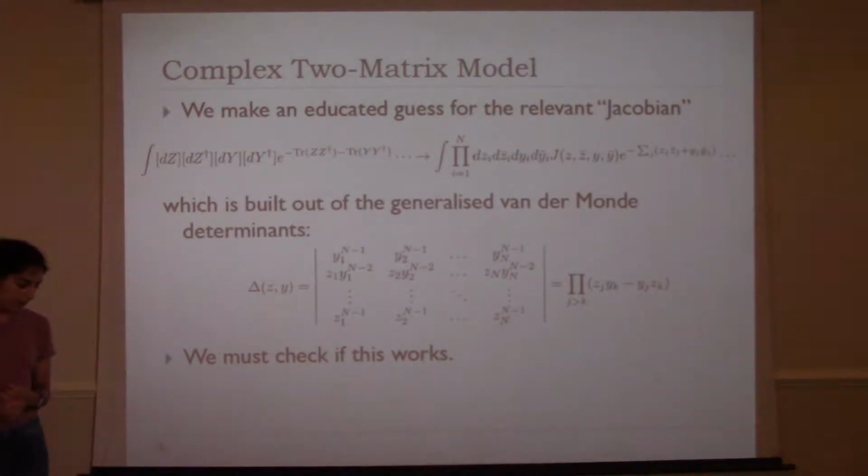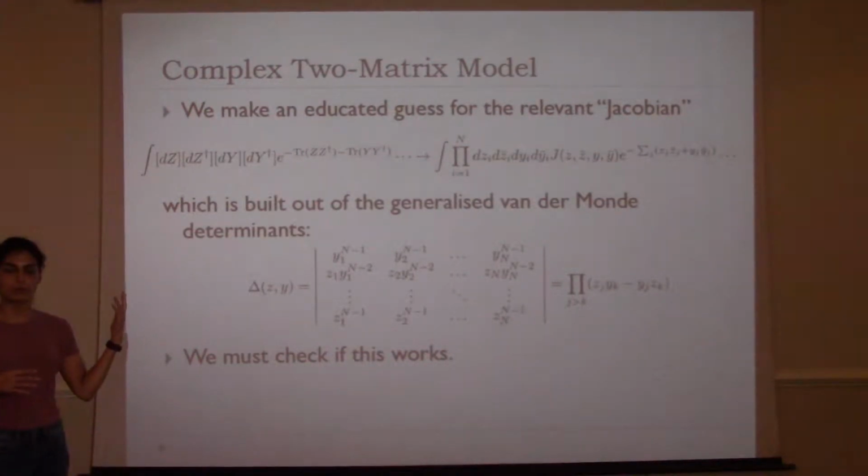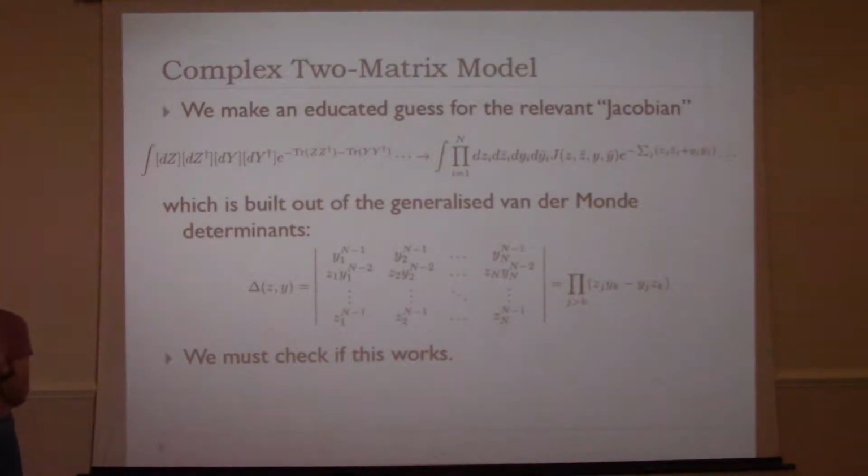So now the idea that we had is we must take the single matrix model formalism, the way we go from the matrix model to eigenvalue dynamics, and reproduce that for the two-matrix model. So we have to calculate this Jacobian that's associated with that.